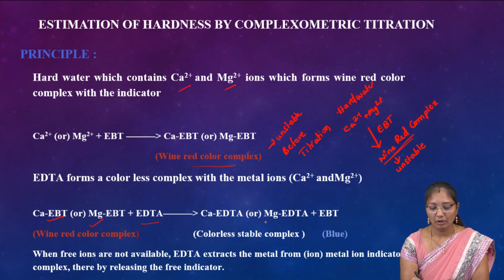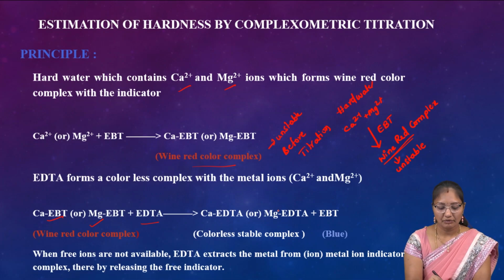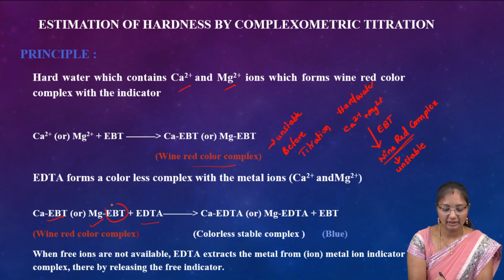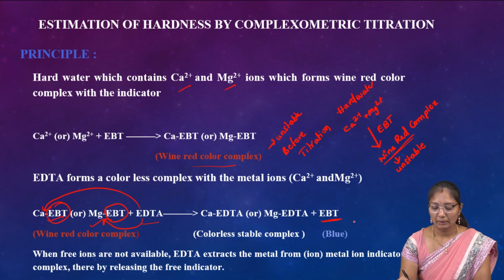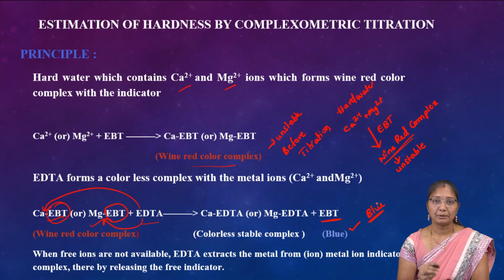Once this complex is formed, the EBT is left free. EDTA goes and binds the calcium and magnesium, displacing the EBT, so the EBT will be released. So a blue color solution will be obtained. The blue color is the endpoint, which is purely due to the presence of the free indicator in the solution.